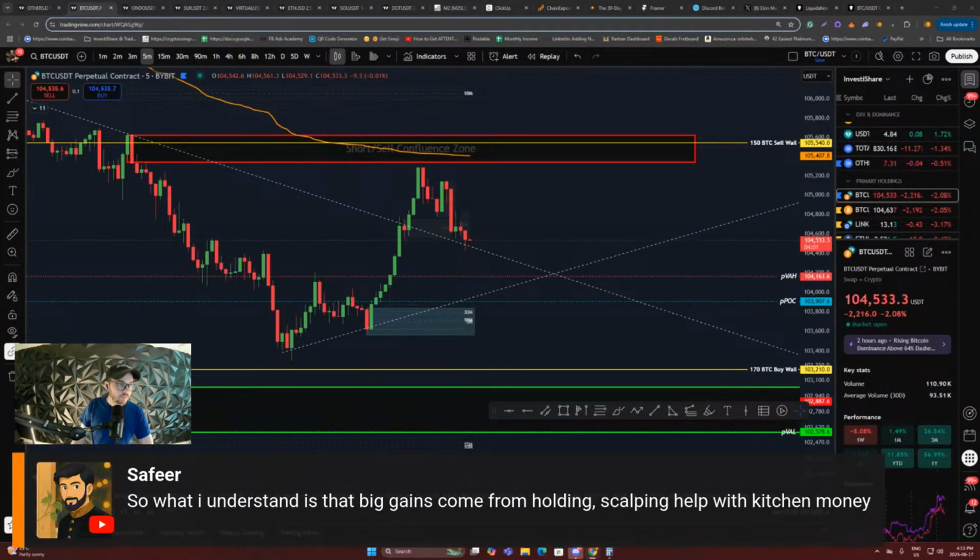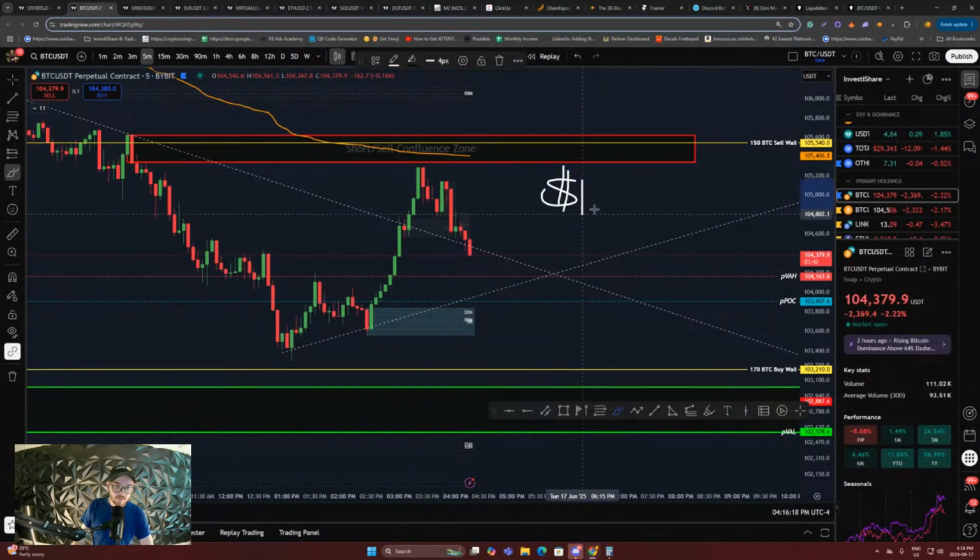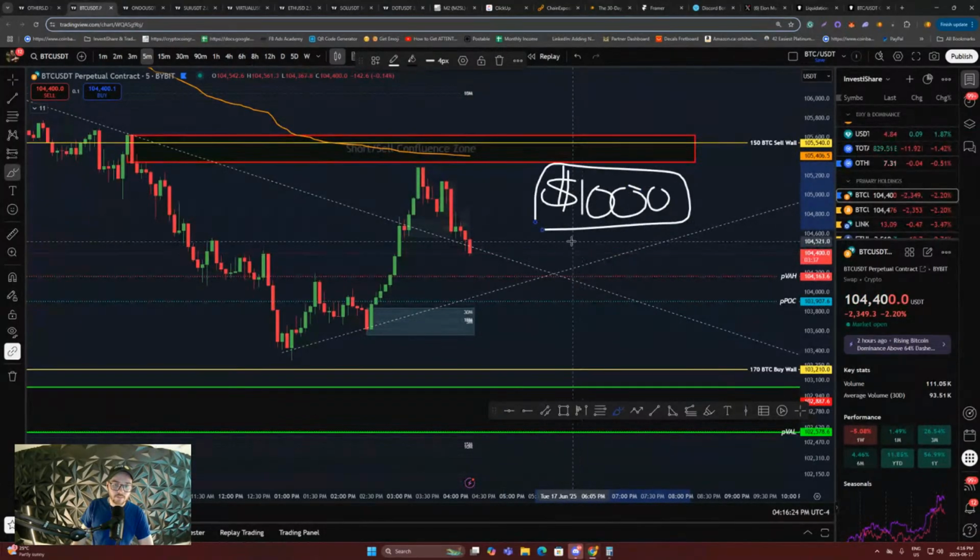So from what I understand, the big gains come from holding, and scalping helps with the kitchen money. It depends on how you manage your funds, but how I normally recommend it is, let's say you have a $1,000 account that's meant for scalping, you can then compound 70% of your gains into the account to make it grow. So every single time you close your trade, you're giving yourself a raise, right? Because if you're risking to lose 1%, the value of that 1% will keep growing, right?